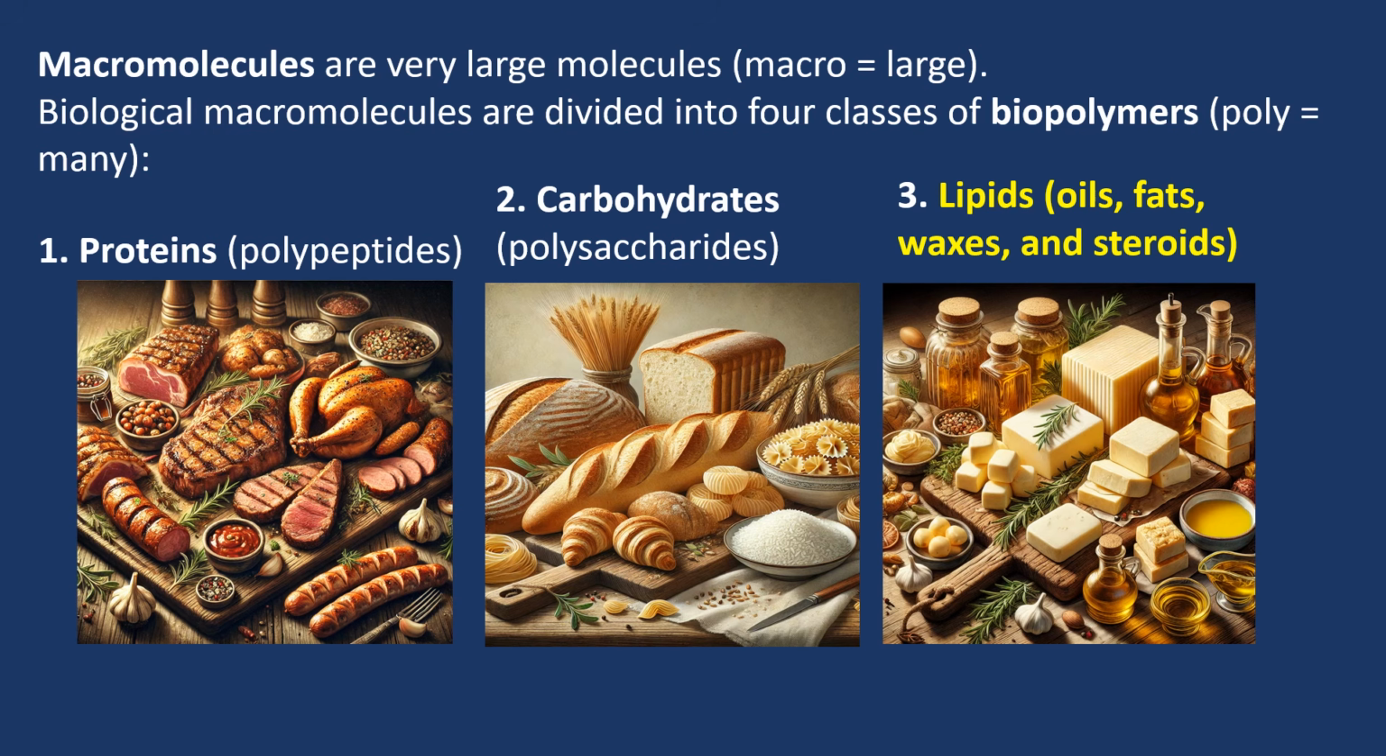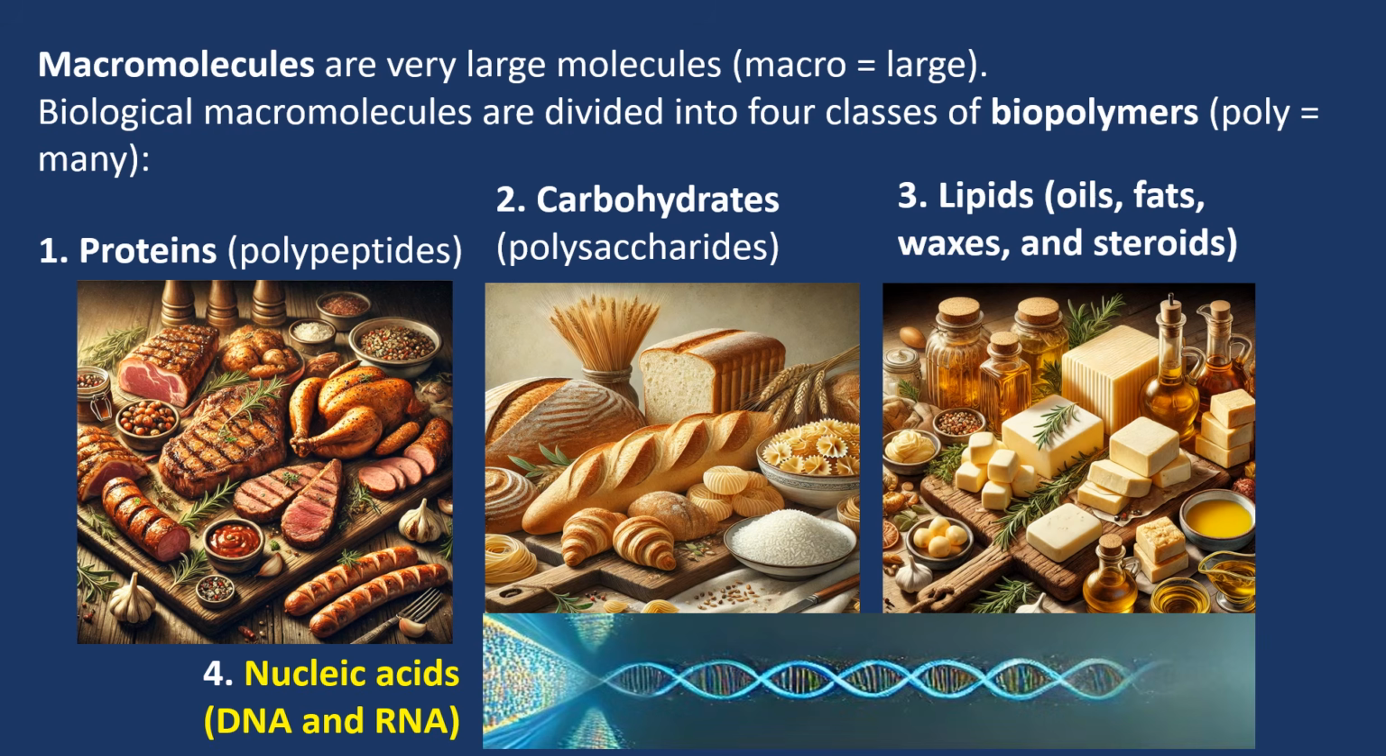Lipids, which include oil, fat, waxes, and steroids. Most lipids are made from glycerol and fatty acids, though, as you will learn today, steroids are a unique subgroup of lipids. Nucleic acids, DNA, RNA, and ATP. We will leave nucleic acids until we cover genetics in a later unit. Today we will focus on three macromolecule groups: proteins, carbohydrates, and lipids.